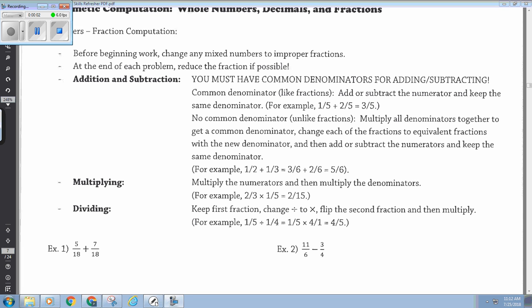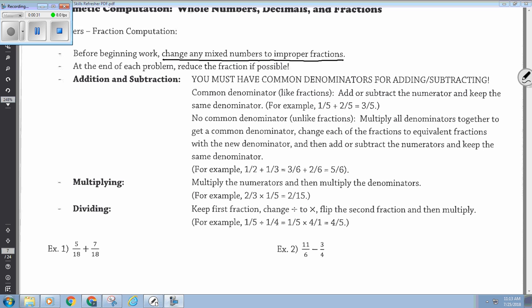All right. So now we get into adding, subtracting, multiplying, and dividing fractions. Again, these are the ones that are a little bit trickier because there are a few more steps that need to be followed. Couple things to keep in mind. Before you begin any kind of work with this, change any mixed numbers to improper fractions. It will make it a little easier for you to navigate through the rest of the problem.